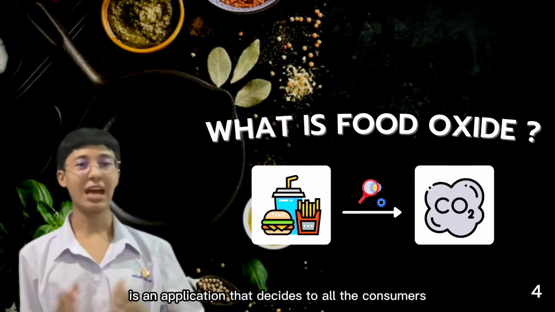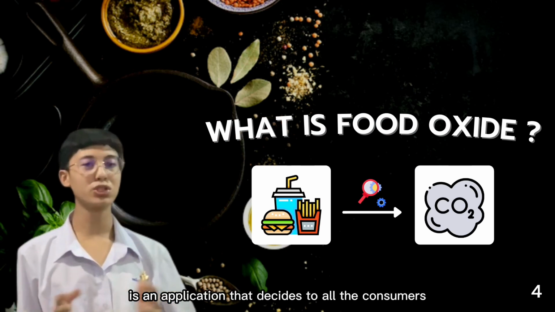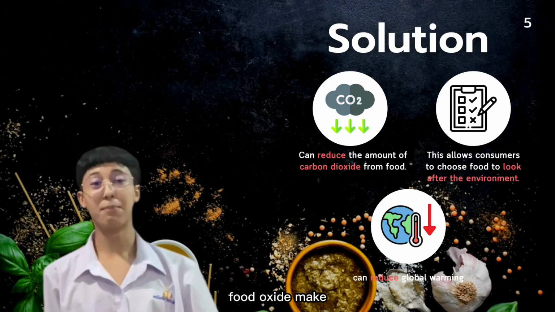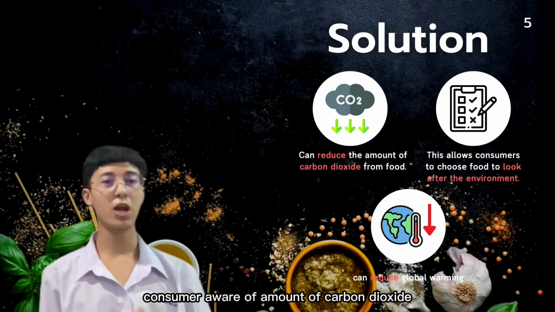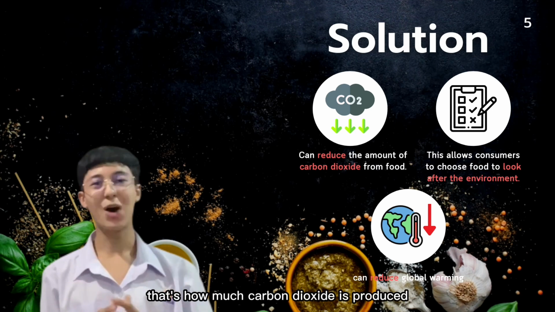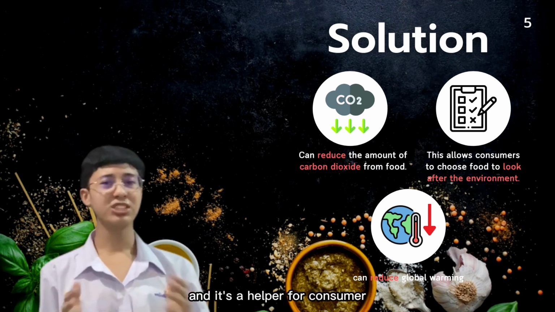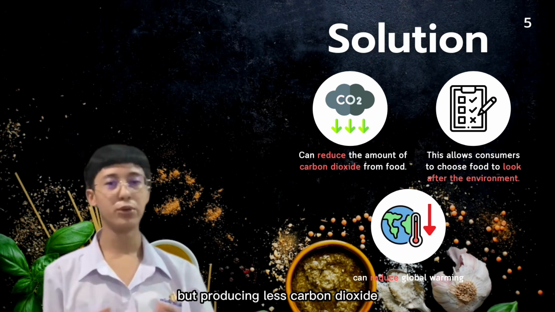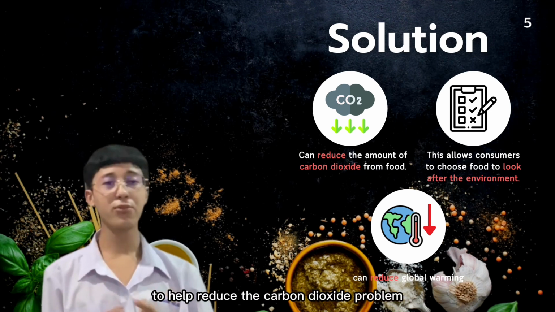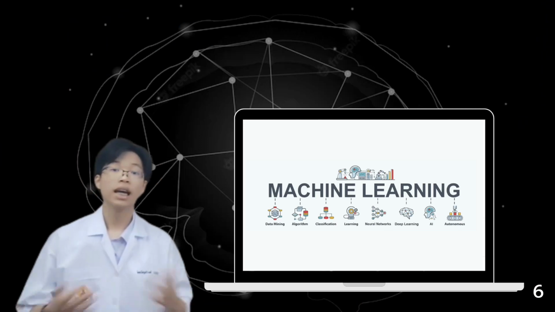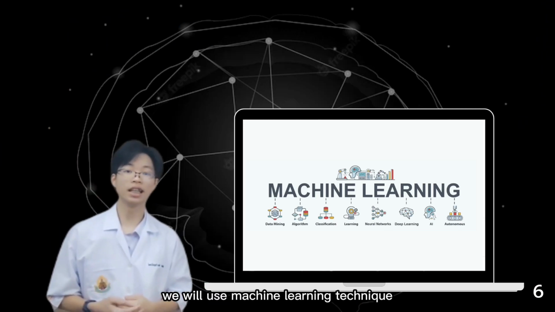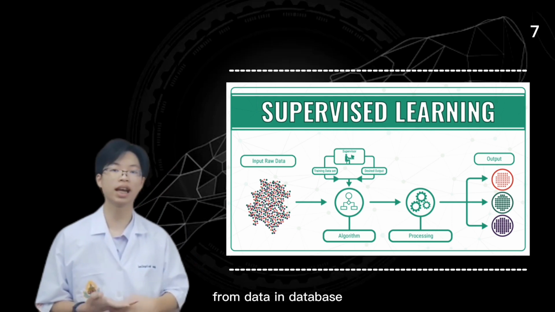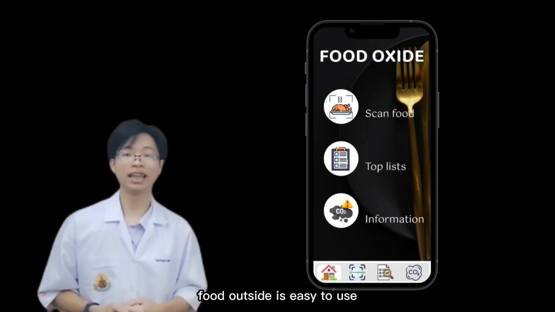Food Oxide is an application that is designed to allow consumers to monitor the carbon dioxide content of their food. Food Oxide makes consumers aware of the amount of carbon dioxide from the food they consume. That's how much carbon dioxide is produced, and it's a helper for consumers to choose other food with similar nutrient content but producing less carbon dioxide, to help reduce the carbon dioxide problem. In this work, we will use a machine learning technique, supervised learning, to create image processing from data in a database. Food Oxide is easy to use.